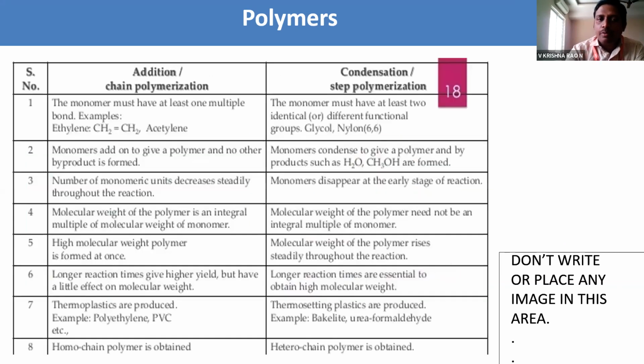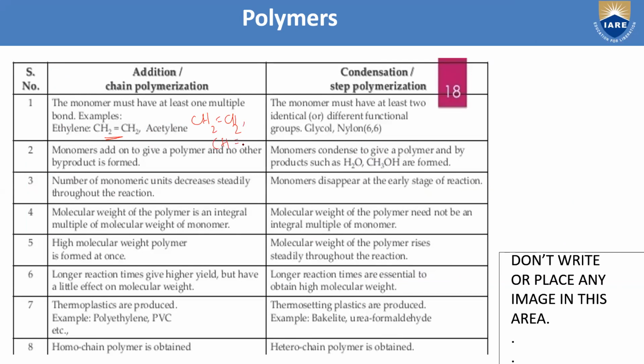These are the differences between addition polymerization and condensation polymerization. In addition polymerization, monomers must have at least one multiple bond, meaning they should contain a double bond, like CH2=CH2, or acetylene, which contains CH≡CH. In the preparation of polyethylene, we take the monomer ethylene, and on polymerization it produces polyethylene. Multiple bonds are nothing but double or triple bonds.